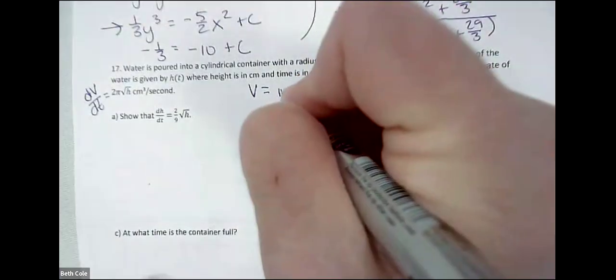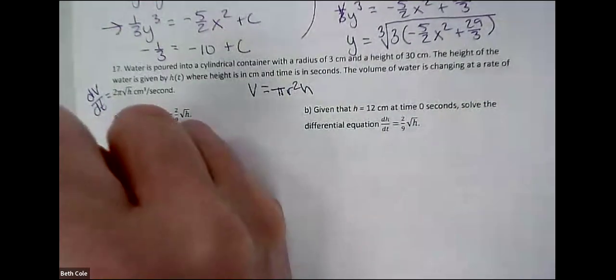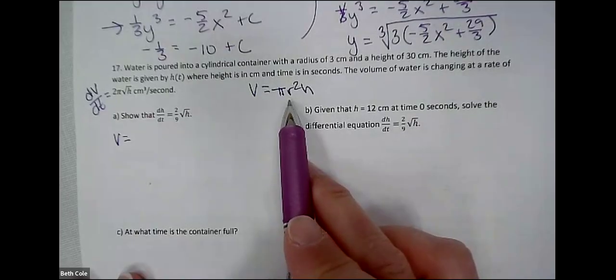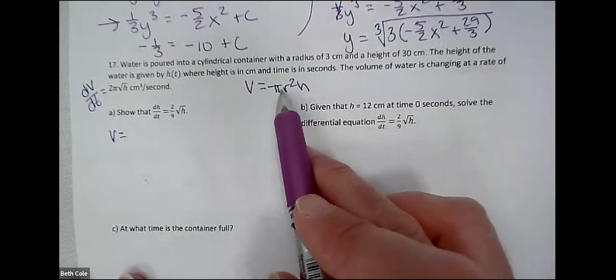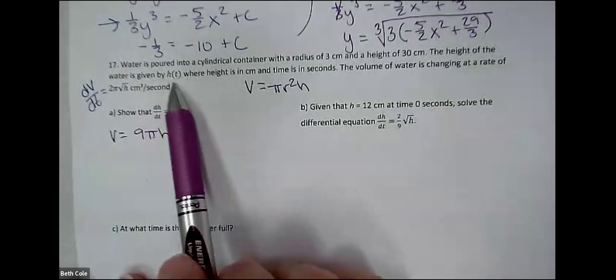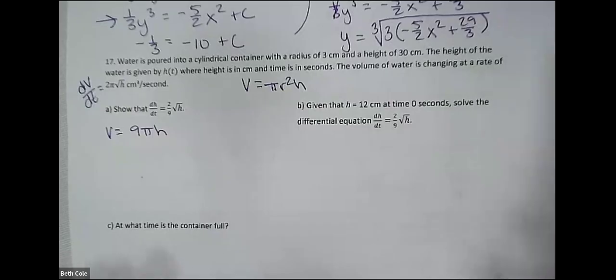Oh, also, on your test, they give you the volume of a cylinder. It's pi r squared h. So that'll be written in the problem. So we're going to start with that. Now we know the radius of our water is going to be the same as the radius of the cylinder. Water takes up the space that you give it. So radius is 3. 3 squared is 9. So 9 pi h. Now the height of the cylinder is not changing. That's 30. But the height of the water is changing.